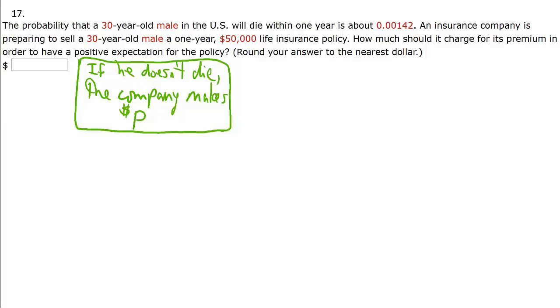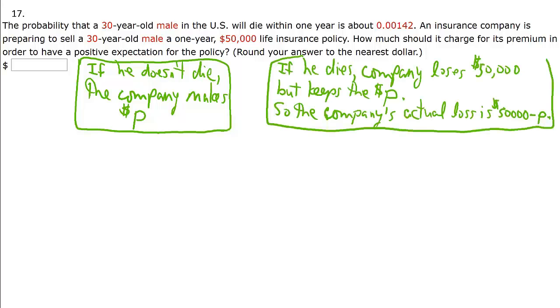Doesn't die, the company makes a profit of whatever that premium is, we're calling P dollars. But if he does die, the company loses that payout of $50,000 but keeps the premium, which we're calling P. So the company's actual loss is $50,000 minus whatever they took in from the premium, which we're calling P. So it'd be $50,000 minus P.